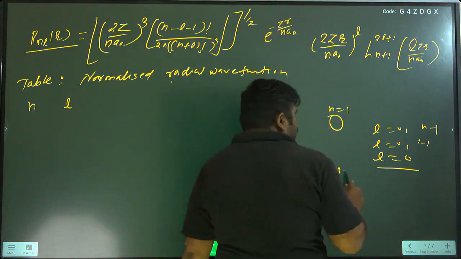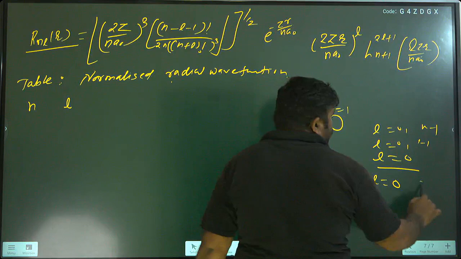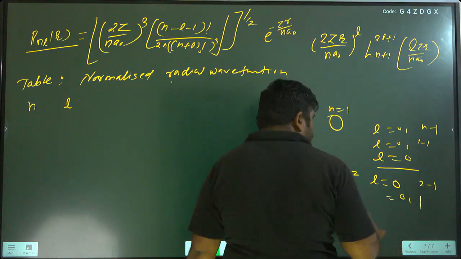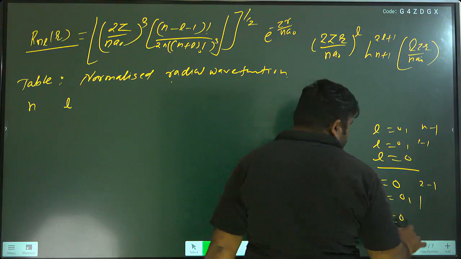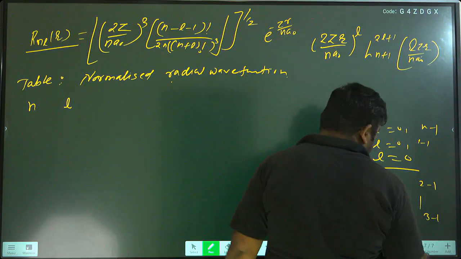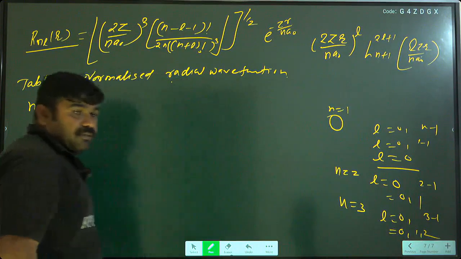Suppose n is equal to 2, then what is the value of L? L is equal to 0 to 2 minus 1, means this is equal to 0, 1. n is equal to 3 means L is equal to 0 to 3 minus 1, means this is equal to 0, 1, 2. समझ में आ रहा है? These are the possible L values.